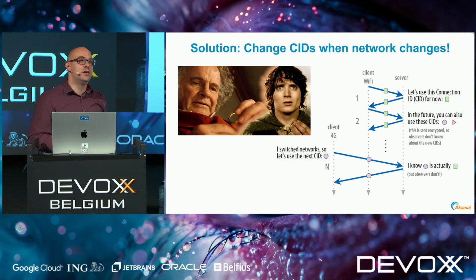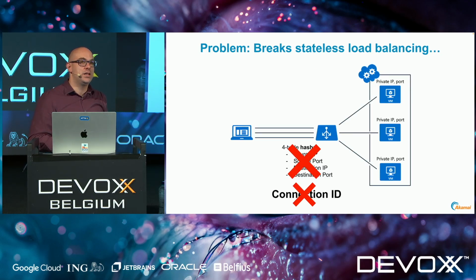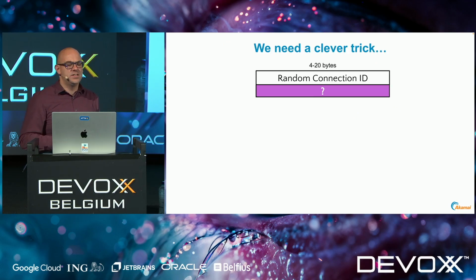Works very nicely, completely breaks stateless load balancing. Right? Because now we don't even have the stable connection ID anymore, because now this changes as well. It took a long time to find a proper solution for this, until finally someone said, you know, what actually is this connection ID? It really is just a random number, an integer, right? In practice, it's between 4 and 20 bytes.